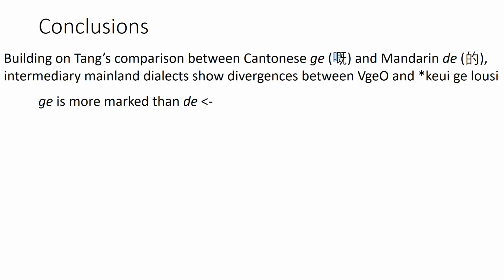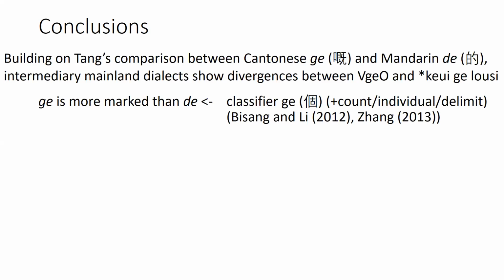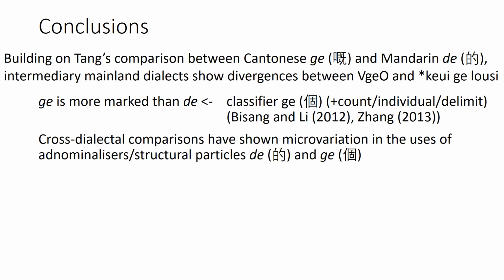And the idea that's emerged from all of this, from previous research as well as my own research, is that ge is more marked than de. There are contexts such as those constructions where ge is not permitted but de is possible, and this I think can be attributed to the etymology of ge, which from classifier ge, it originally has count, individualizing and delimiting functions that make it harder or even impossible to be reanalyzed as pastime clefts and also as activity nominals. And I suppose this more detailed cross-dialectal comparison between de and ge shows that there is some micro variation in the nominal domain where adnominalisers or structural particles, de and ge, can be formalized differently.